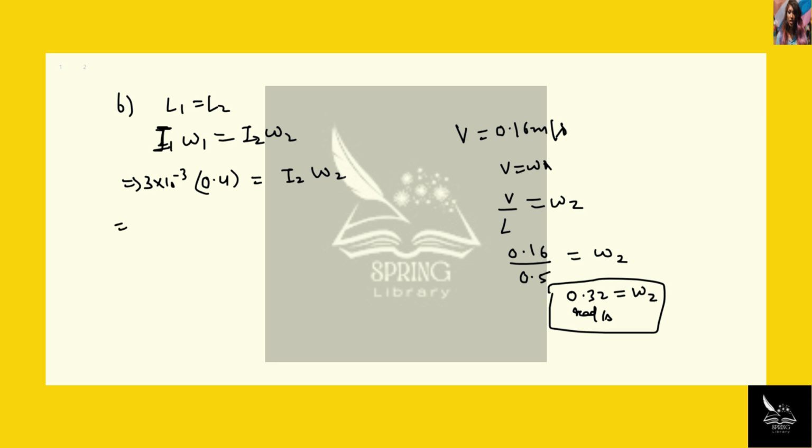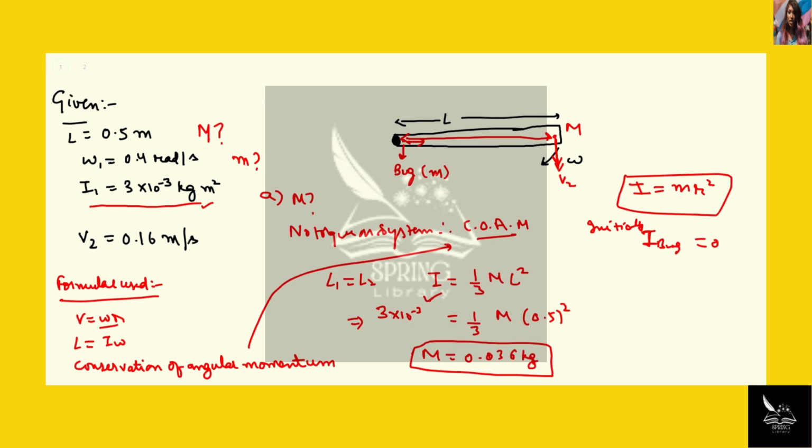Now we will use this here. It doesn't matter if you put V2 or V here, because that's the final velocity. So we have 3 times 10 raised to minus 3 times 0.4 over 0.32, which gives us I2. We can find this value, but what is the moment of inertia of the whole system when the bug is at this position?